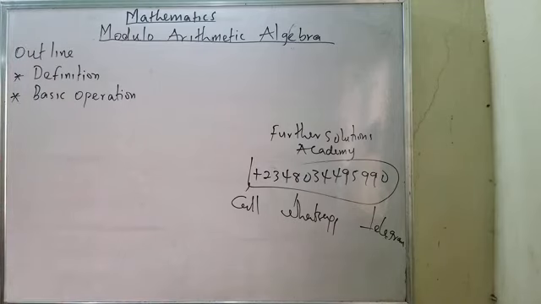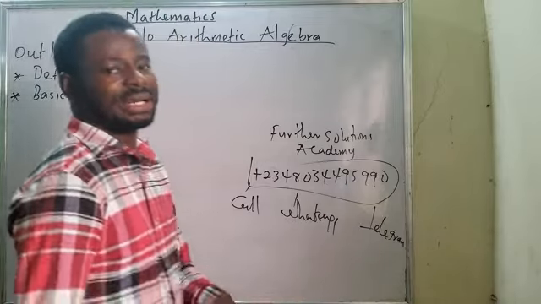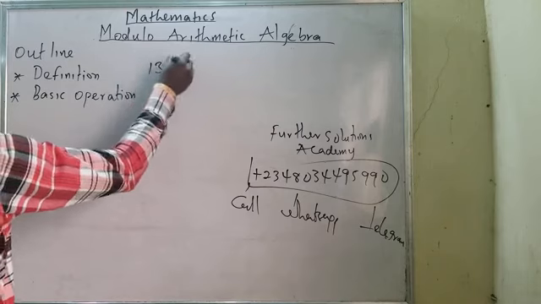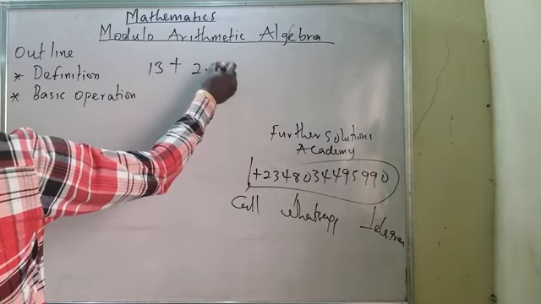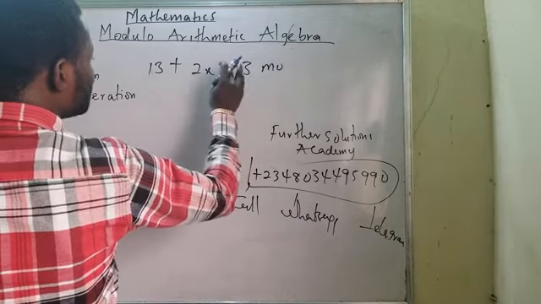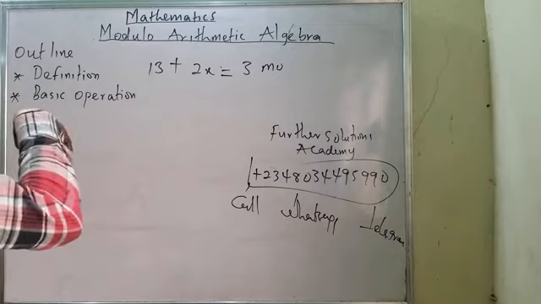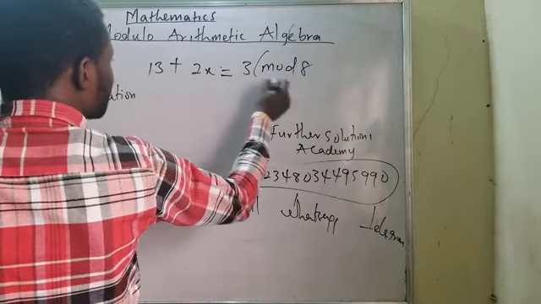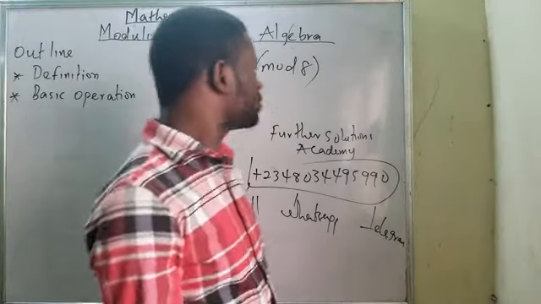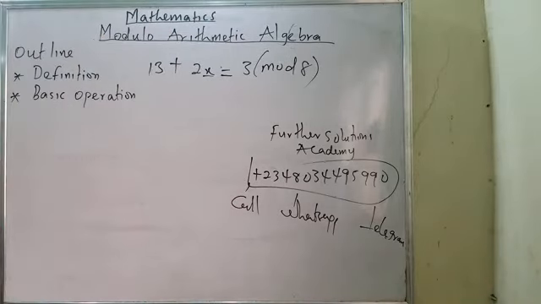The algebra part of it is when we attach x, or something is missing, in a mod problem. That is what I mean by the algebra part of it. For example, I have 13 plus 2x congruent to 3 mod 8. Now, when I have mod, I use congruent. This can be a problem. The algebra part of it is the x variable. Something is missing. What do I get? How do I do it? That is what I mean by algebra.